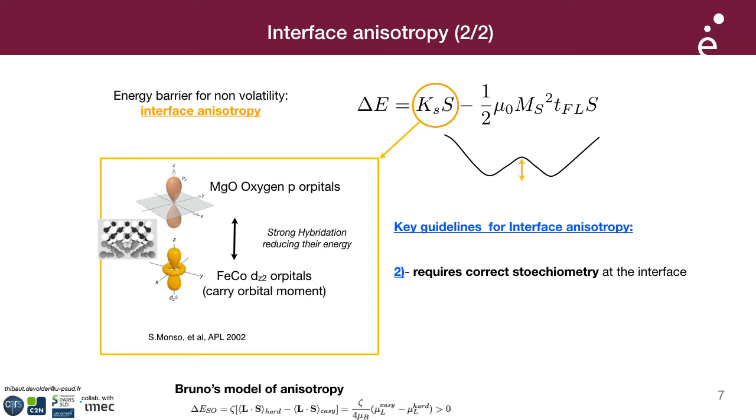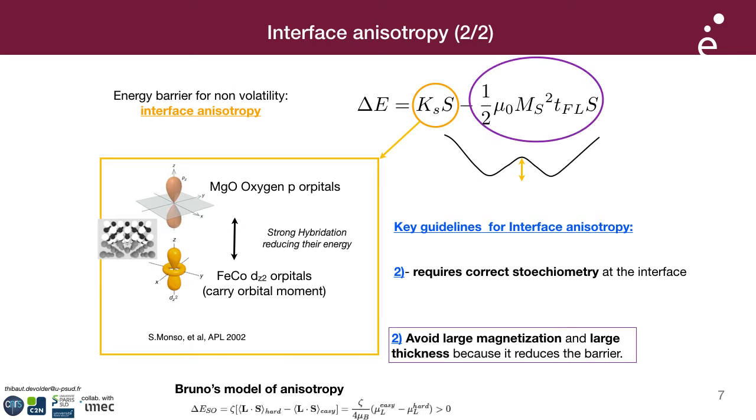The last thing that I want to say about the interface anisotropy is that to have this interface anisotropy, essentially you need to have the correct stoichiometry at the interface, because you need to have these p orbitals of the oxygen of MgO in front of the d orbitals of iron-cobalt. So this requires a sample where not only you have perfect epitaxy, which is needed for giant TMR, but you also need to have the correct stoichiometry at the interface to get this strong interface anisotropy.